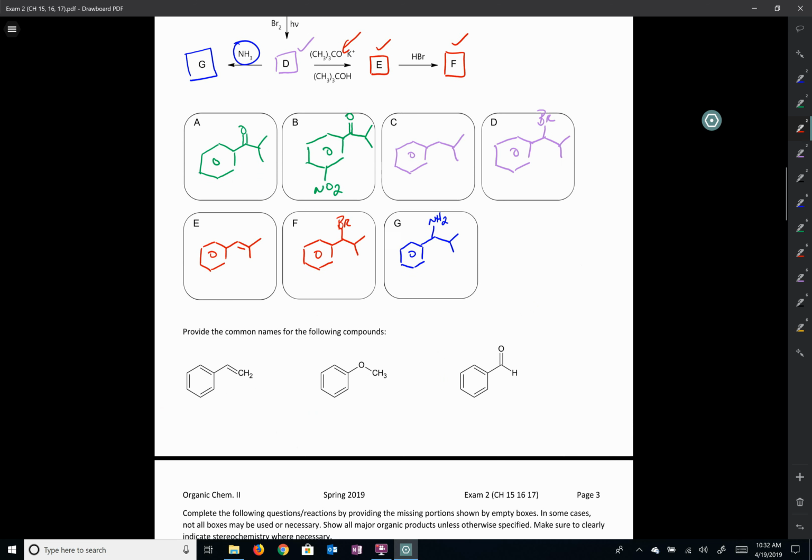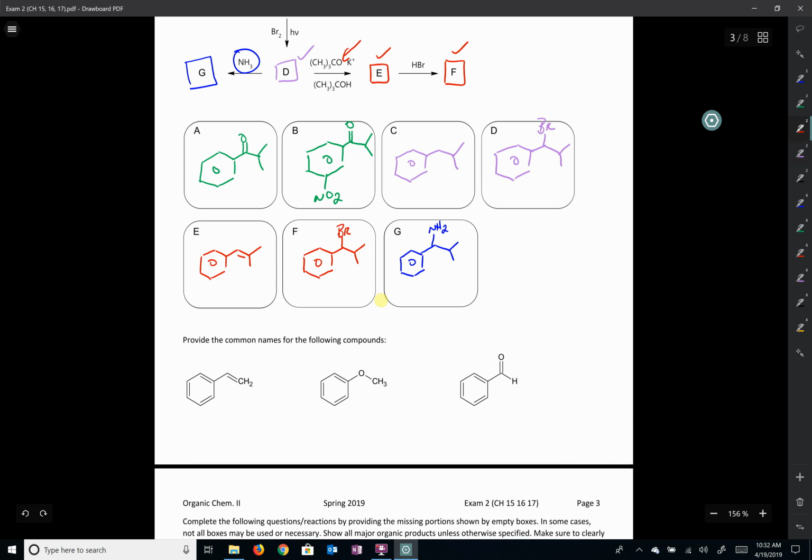Wonderful. The last part here was pretty straightforward, just asking for some names. All right, so we got our buddy styrene here, one of the most important compounds. This is our buddy anisole, and this is benzaldehyde.